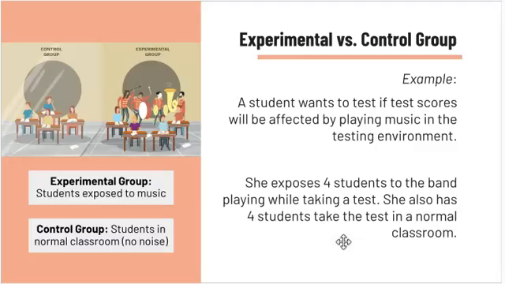So in this experiment, a student wants to test if test scores will be affected by playing music. So the experimental group will get music played while they take their test. The control group would be just normal students testing, no music. Then we would have something to compare to.